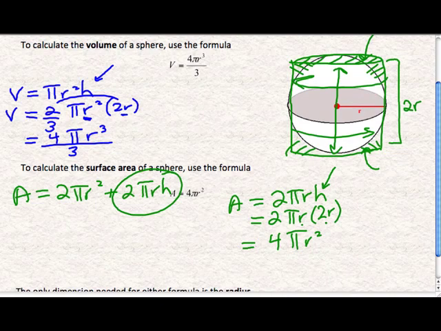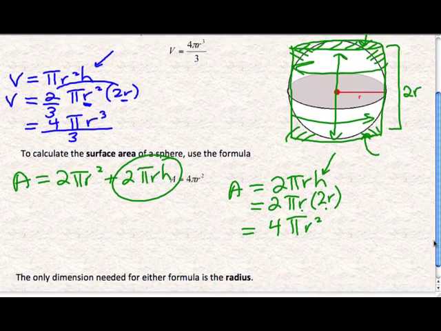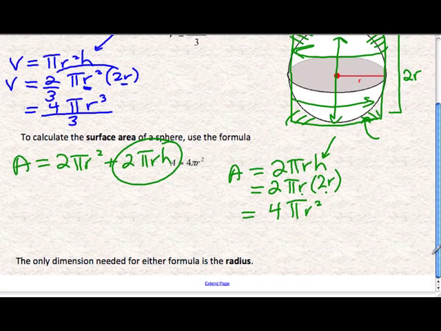So just in case you ever wanted to know, or it's ever on a test question, it's based on the formulas from the cylinder. So the only dimension that we need to know when we're trying to calculate surface area and volume of a sphere is the radius. The radius is the only dimension that we need. It's the only unknown variable in the formulas.